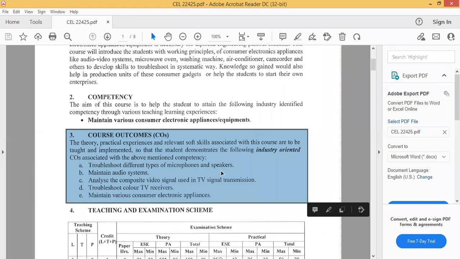Composite means it has a combination of audio, video, and some signals additional to video, and those signals are called synchronizing signals. All these things you have to learn in unit number 3. Then in unit number 4, you have to learn about TV receivers. TV receivers means actually your TV set. So TV transmitters are there, TV receivers are there. All these things you have to learn in unit number 3 and 4. How does a TV receiver actually work? If some fault arises in the TV, how can you troubleshoot it?